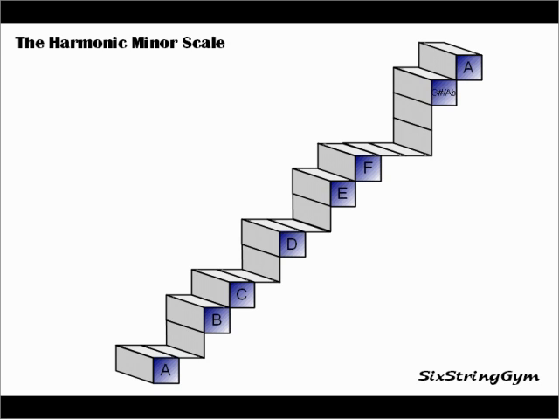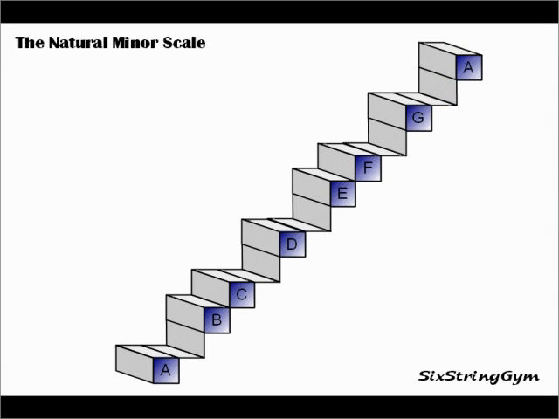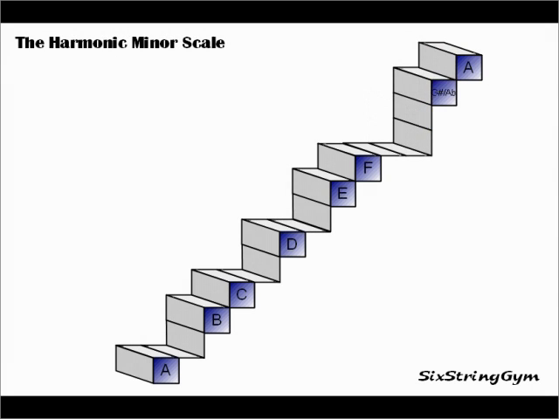If we have a look at the diagram, I'll step through the notes of the harmonic minor. So this scale is basically a natural minor with a sharpened seventh, and that sharpened seventh is what gives it its unmistakable tonality. We hopefully pick that up there.